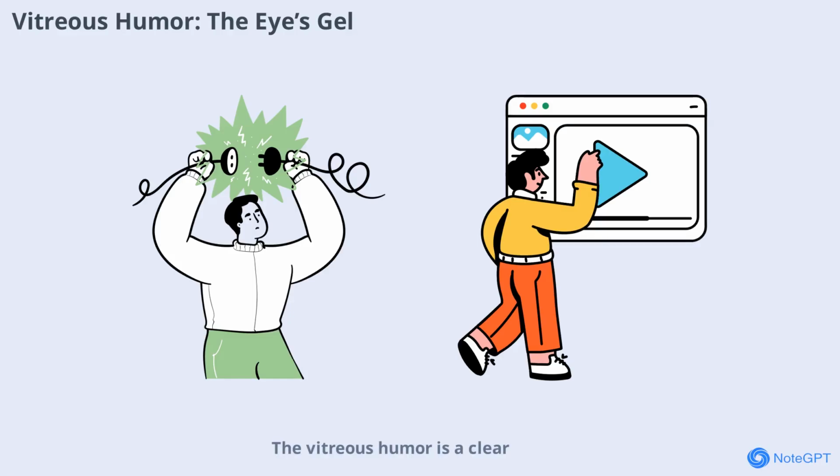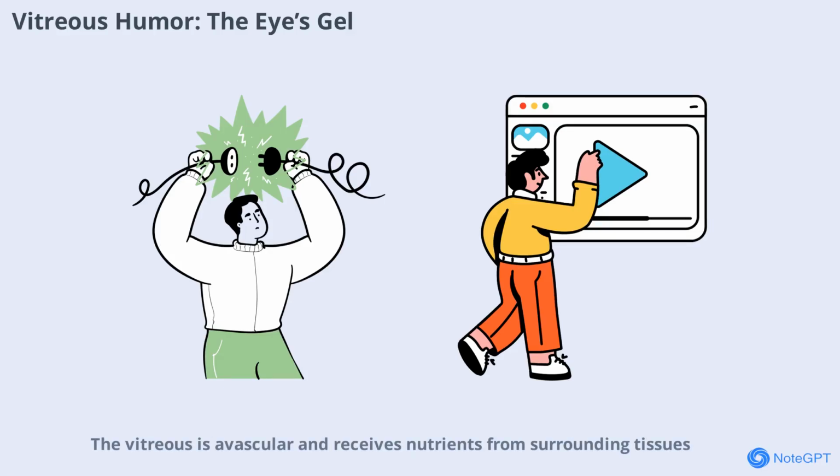Vitreous humor is a clear gelatinous substance filling the space between the lens and retina. It provides structural support, maintains the shape of the eye, and allows light to pass unobstructed to the retina. The vitreous is avascular and receives nutrients from surrounding tissues. With age or disease, the vitreous can degenerate, leading to floaters or opacities that may affect vision.